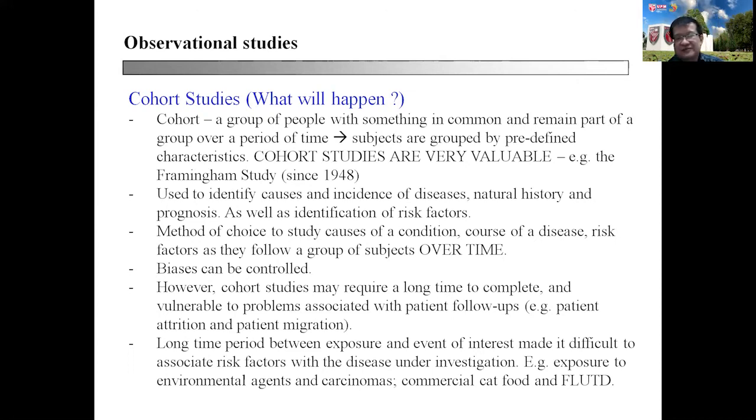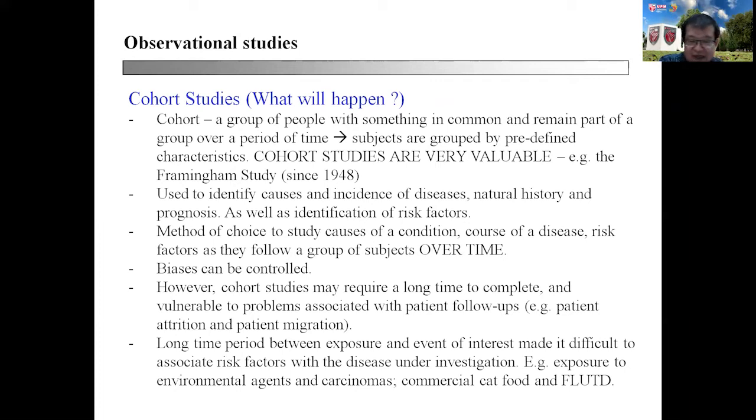A cohort is a group of people with something in common who remain part of a group over a period of time. Subjects are often grouped by predefined characteristics, and cohort studies are typically very, very valuable. For example, the famous Framingham study, which started in 1948. It is being used to identify causes and incidence of diseases, natural history, and their prognosis, as well as the identification of risk factors. It is actually a method of choice to study causes of condition, time course of disease, and risk factors, as we follow a group of subjects over time.